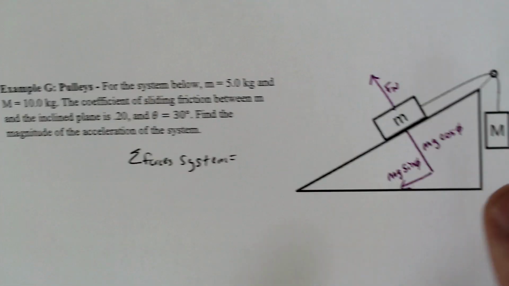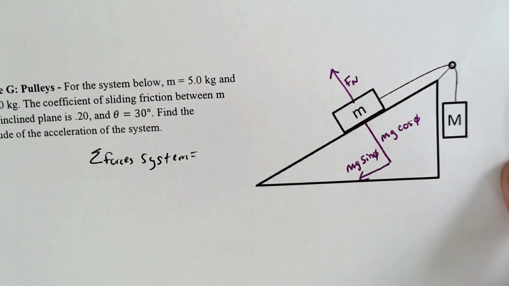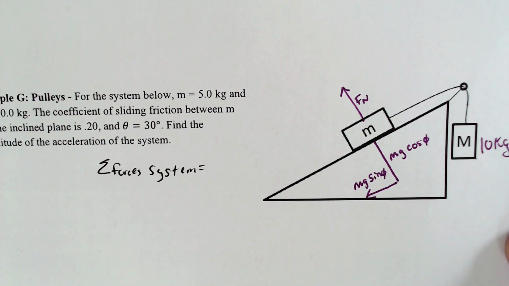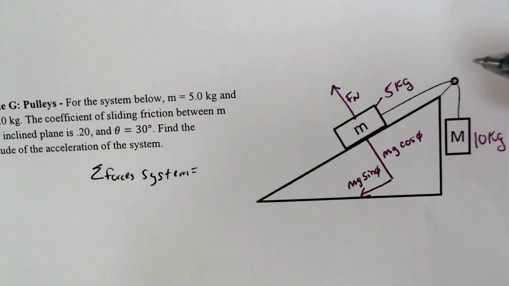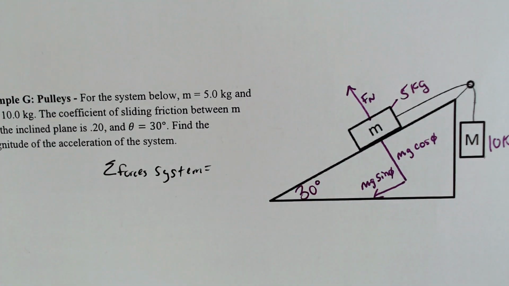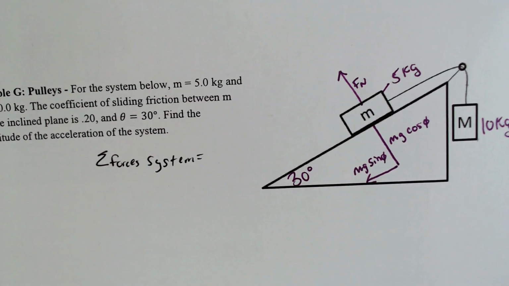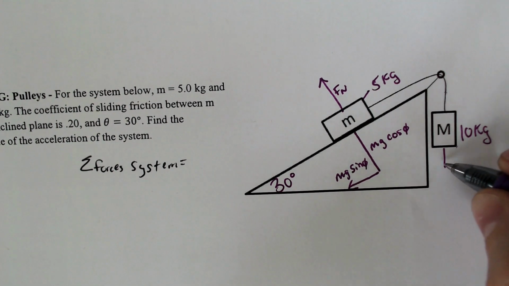And that block, according to the word problem, is 10 kilograms. So this block is 10 kilograms. Let's label it so I know. This block over here is 5 kilograms. And the angle is 30 degrees. All right. Coefficient of friction, 0.2. We'll remember that. So this 10 kilogram block is going down. That's what it wants to do.